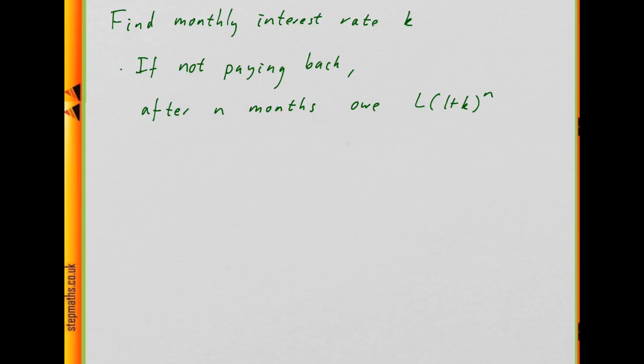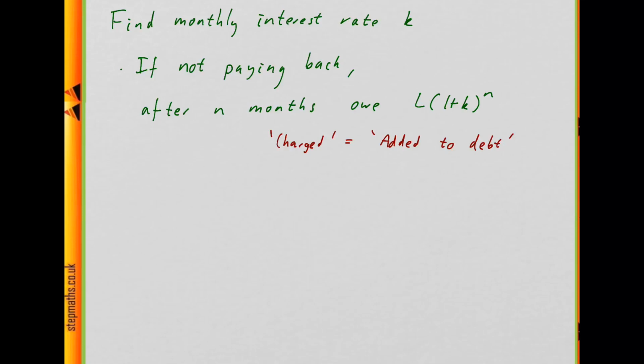How much do we owe? Well, we start with the loan L, and after 1 month, the amount we owe is multiplied by 1 plus K. That's what interest rate means. So it's like we have one lot, the initial amount, plus K times the initial amount. And then we apply this factor 1 plus K every month. So after n months, we owe L times (1 plus K) to the n. This is just standard compound interest.